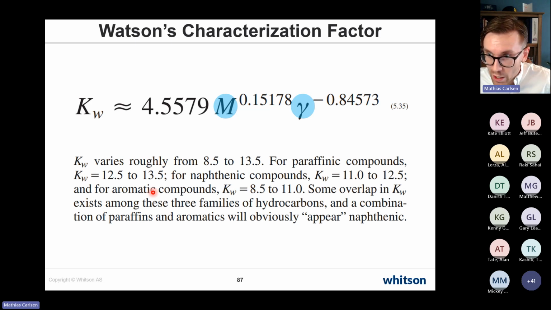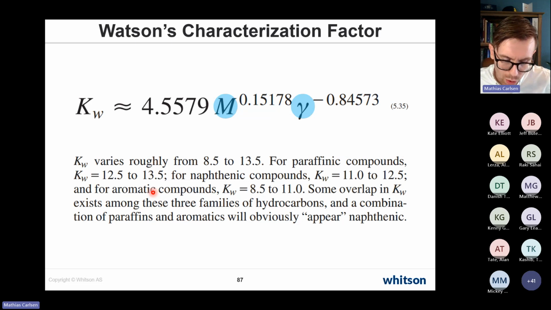For paraffinic compounds, the number is between 12.5 and 13. For naphthenic compounds, it's between 11 and 12.5. And for aromatic compounds, it's between 8.5 and 11. So there's some overlap in this number among the different families of hydrocarbons. And of course, a combination of something that's paraffinic and aromatic will appear to be naphthenic, which is what you're dealing with in between there.